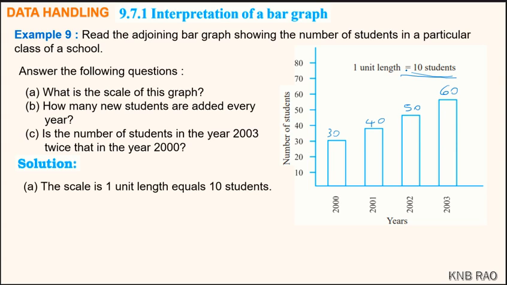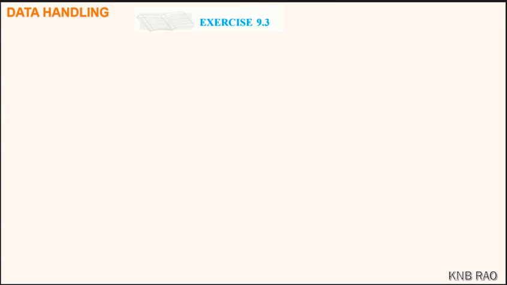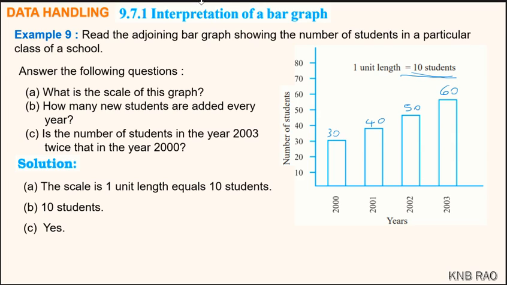The scale is 1 unit length equals 10 students, and how many new students are added every year? 10 students. And is the number of students in the year 2003 twice that in the year 2000? Yes. So, this is how we read the graph and answer the following questions, which we call interpretation. Reading the bar graph and answering the questions will be called interpretation of a graph. Now, based on this, we will go for exercise 9.3.